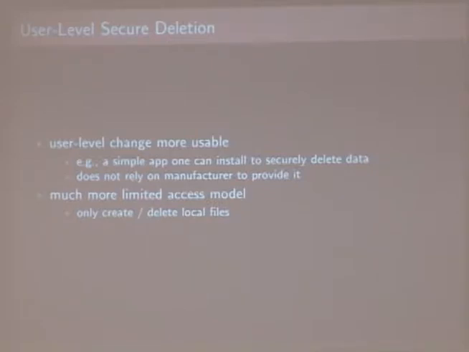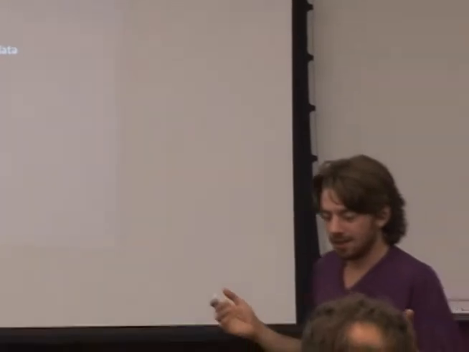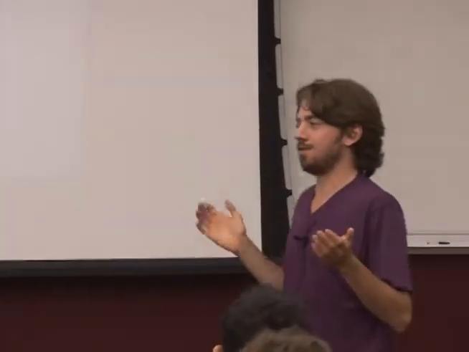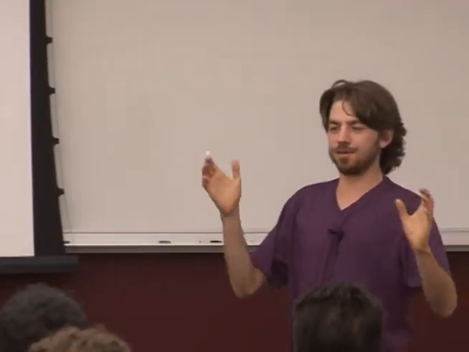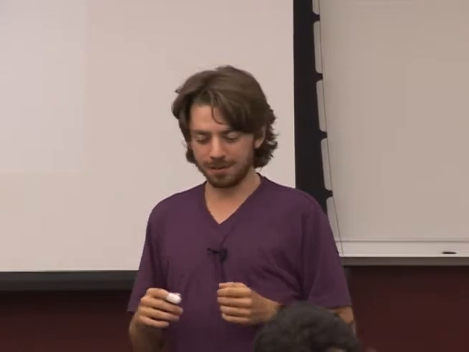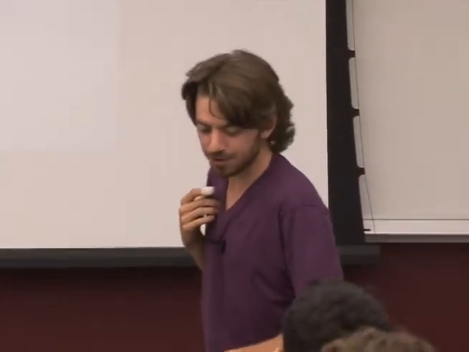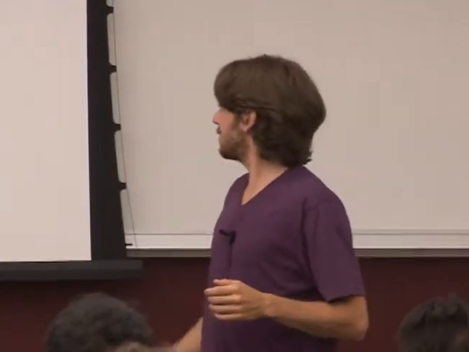Targeting a user-level solution gives us very limited access. In one way, it's quite usable because anyone can just install it on their phone and then they have secure deletion. On the other hand, the only thing it can do is create and delete its own files. It can't interfere with other applications' files. It can't change the file system. Maybe it could call some ioctls if they happen to be around, but in this case, it's a very limited mode of access. But despite that, we have three solutions: purging, ballooning, and a hybrid of both.